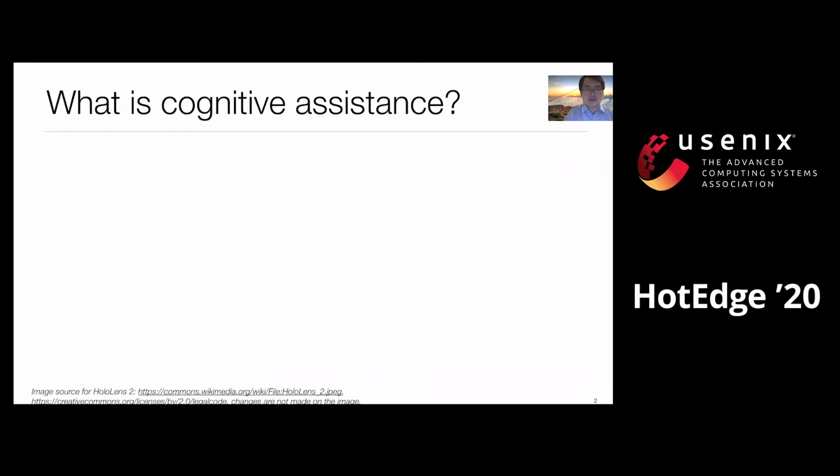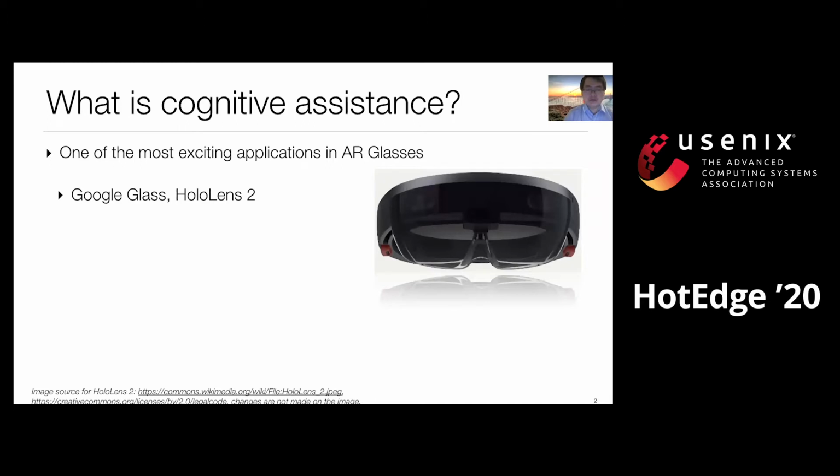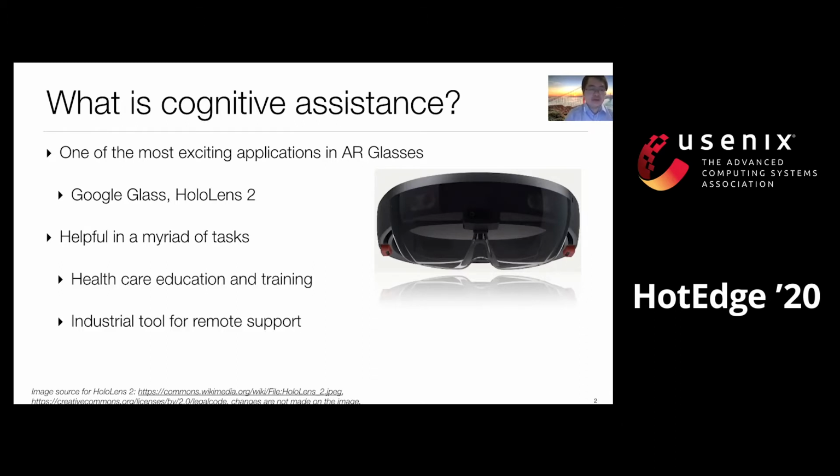So what is cognitive assistance? Cognitive assistance is one of the most exciting applications in AR glasses, such as Google Glass and HoloLens 2. As you can see, there's also an image of HoloLens 2 here. It is helpful in a myriad of tasks, such as healthcare, education and training. It is also a very important tool for remote support. Moreover, it has also enabled a lot of edge applications, such as cooking assistance and fitness coach.